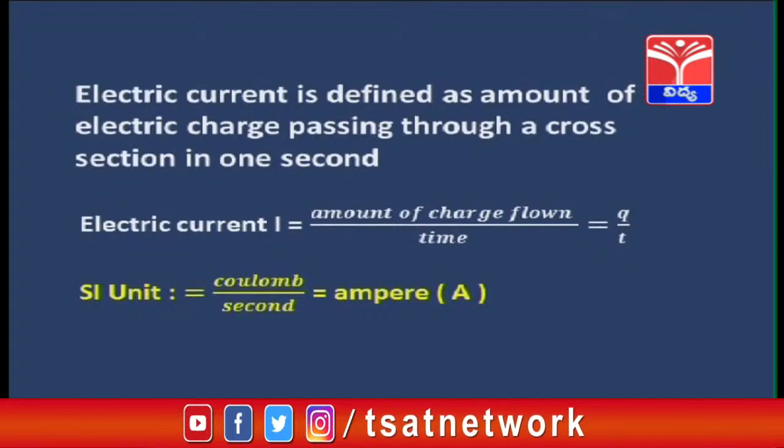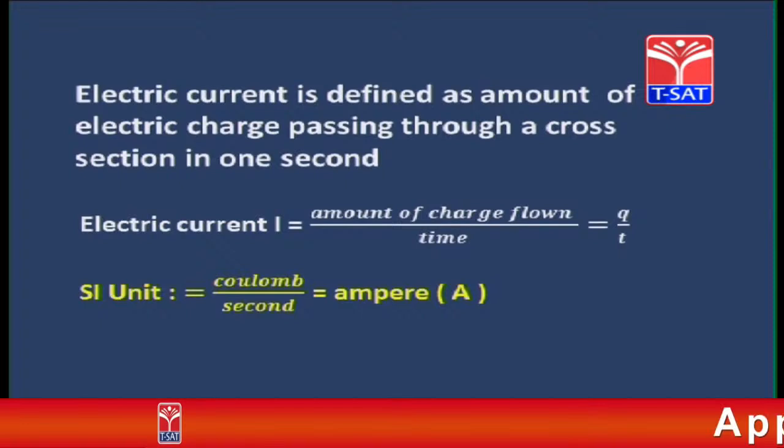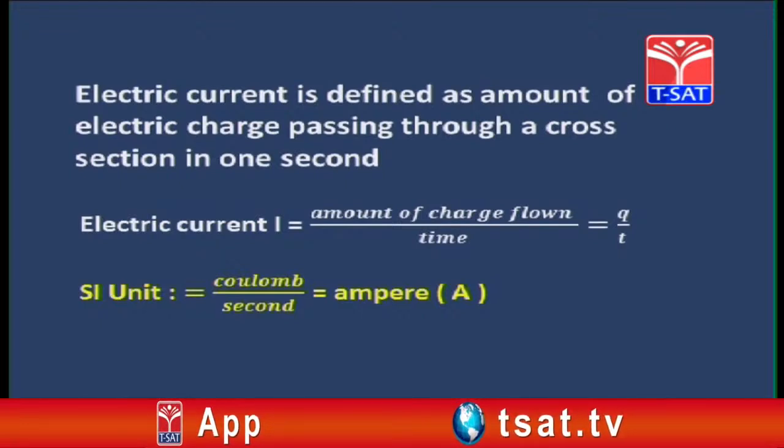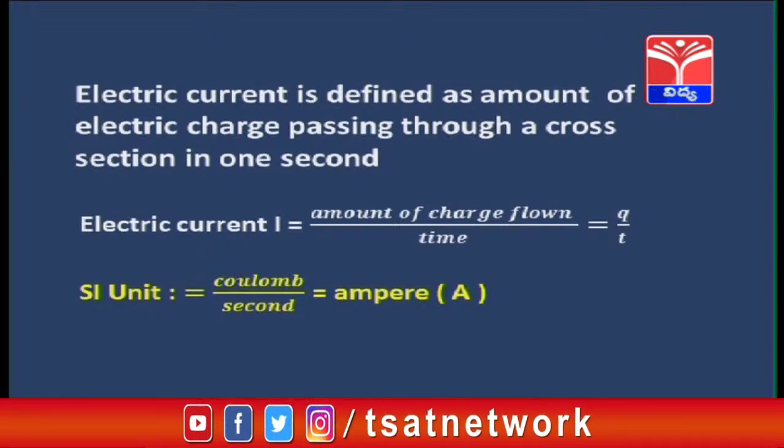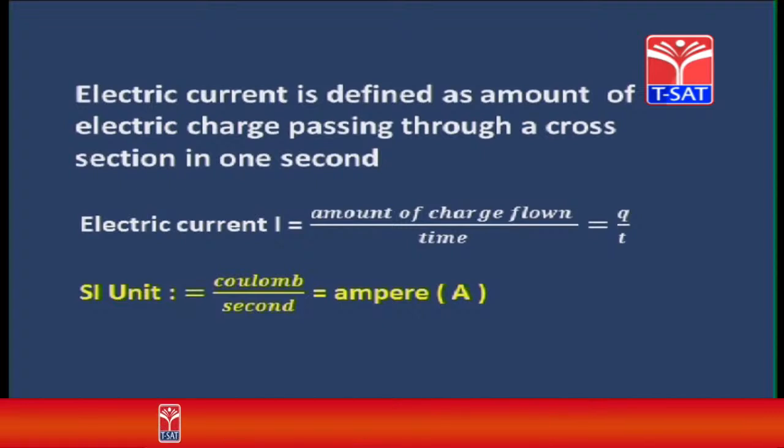We have discussed electric current is defined as amount of electric charge passing through a cross section in 1 second. The formula for electric current is the amount of charge flown by time. So, I is equal to Q by T, where Q is the charge and T is the time. SI unit of current is coulomb per second, which is equal to ampere.